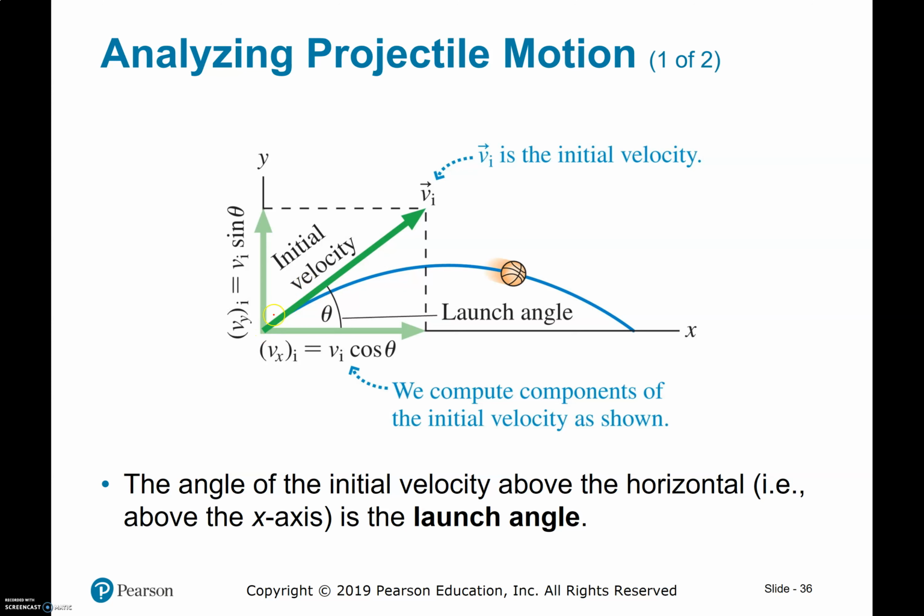A general projectile motion has a few quantities that we need to analyze. We would like to know the angle at which it is thrown. There's also the initial velocity that can be broken into two components, the horizontal initial velocity and the vertical initial velocity. There is a range, how far it goes. And of course, there is theta, which is the launch angle.